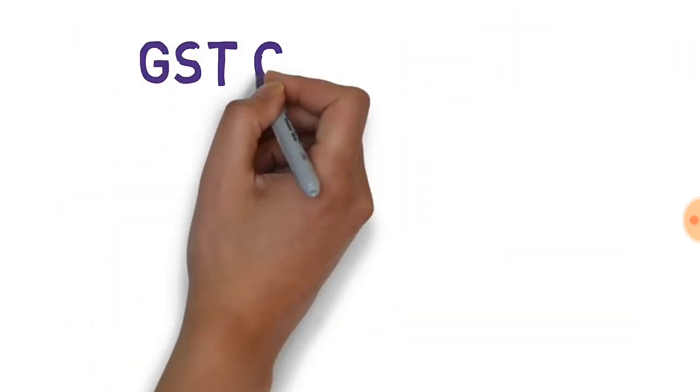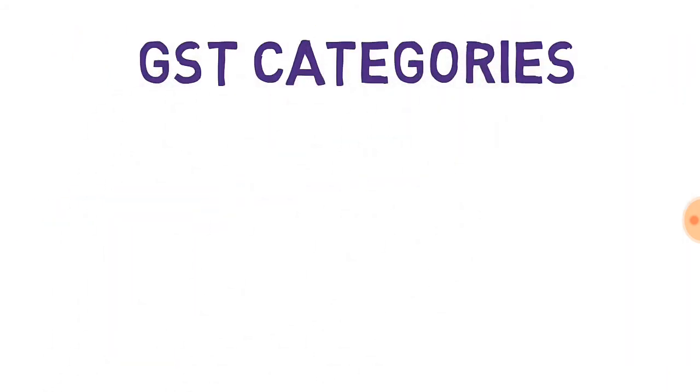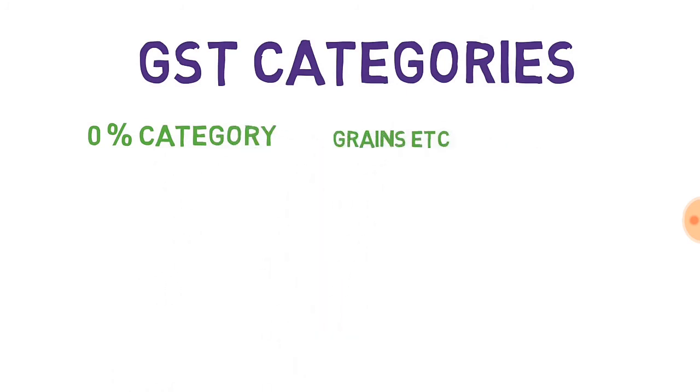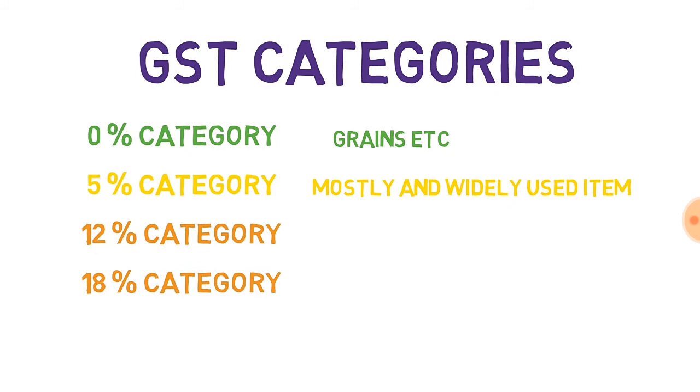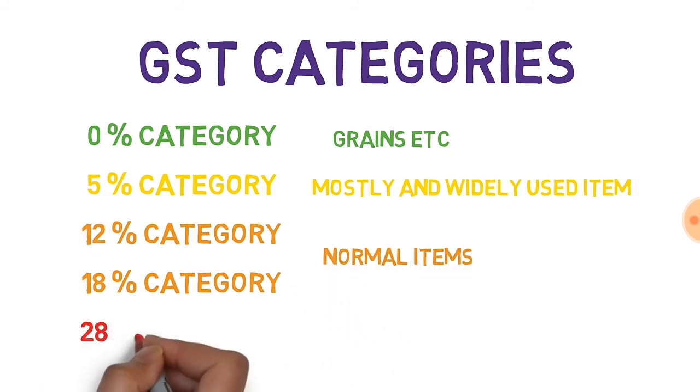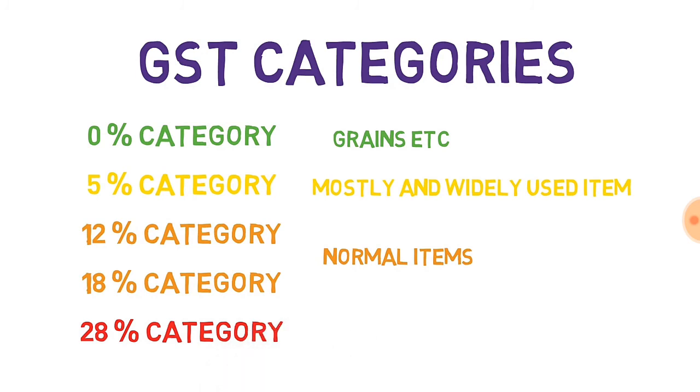We will also have 5 categories in GST in India. A 0% category, which will apply on food, grains, etc. A 5% category, which will apply to mostly and widely used items. A 12 and 18% category, which will apply to items which are normally used. And a 28% category, which will apply on luxurious items.